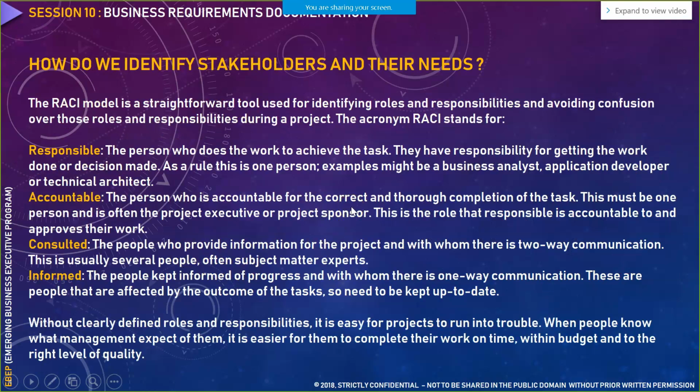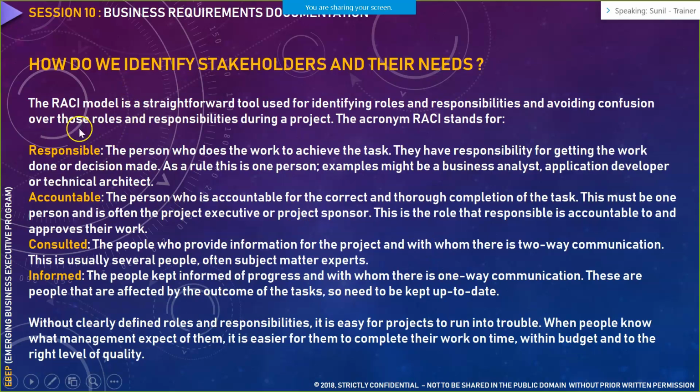Now, how do we identify stakeholders and their needs? So these are the four things that you need to consider when you identify your stakeholders and their needs. So first is your responsible. Who is responsible for that particular piece of work? Then comes your accountable. Who is accountable for that particular piece of work? Now, in order to accomplish that work, whom do you need to consult? And when you are doing this particular work, who needs to be informed? So these are the four things that you need to consider when you are grouping your stakeholders according to the piece of work they are doing.